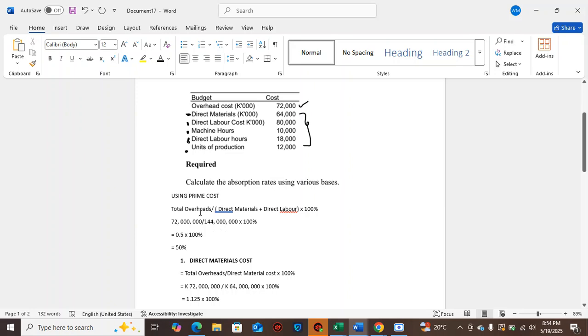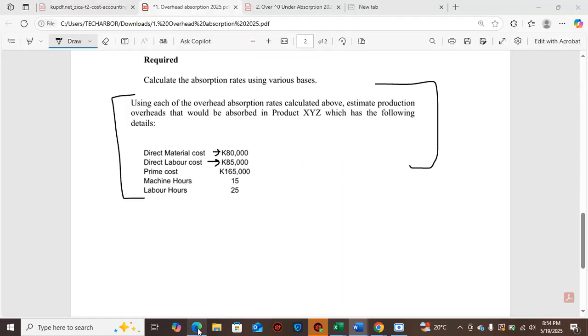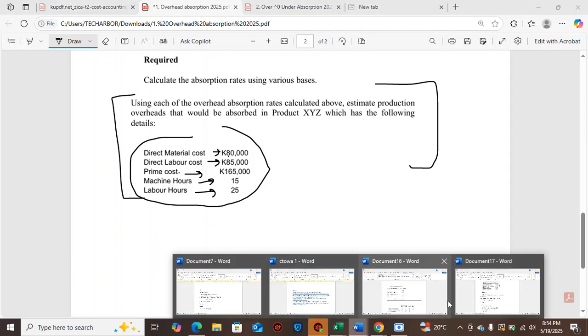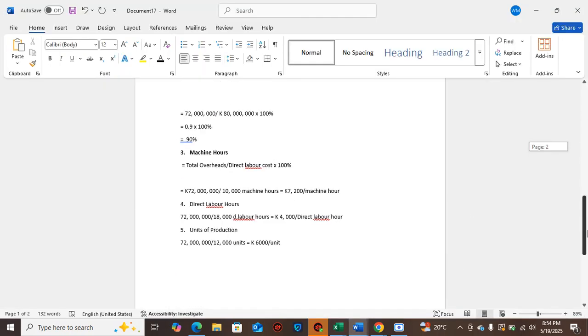Yes. So we can refer back now to this question here. Using each of the absorption rates, we need to calculate the production overheads that will be absorbed. So we've been given direct material cost, direct labor cost, prime cost, machine hours 15 hours, labor hours 25 hours, and number of units produced 1000. So this is how we calculate now, colleagues.